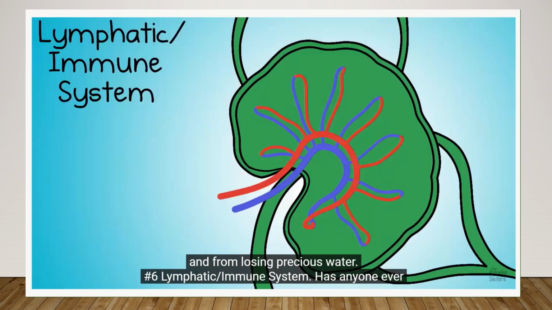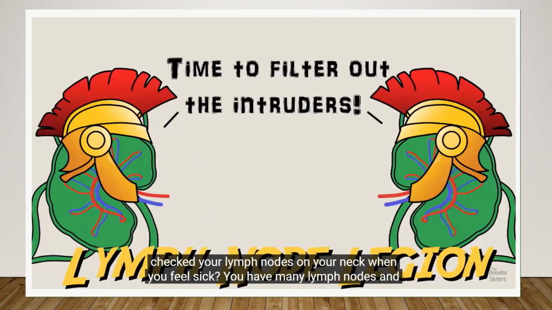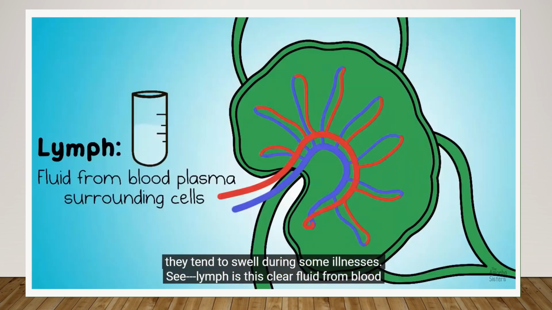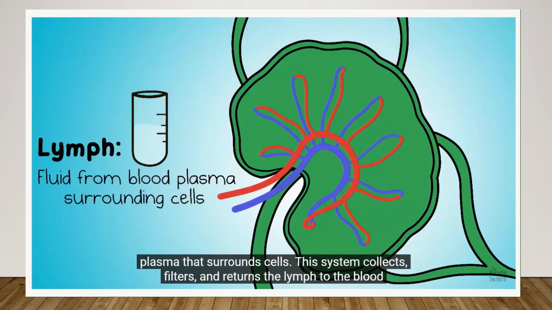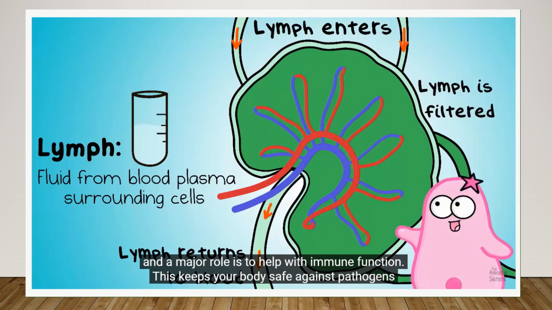Number 6, the lymphatic/immune system. Has anyone ever checked your lymph nodes on your neck when you feel sick? Well, you have many lymph nodes, and they tend to swell during some illnesses. See, lymph is this clear fluid from blood plasma. It surrounds your cells, and this system collects, filters, and returns the lymph to blood, and the major role is to help with immune function.